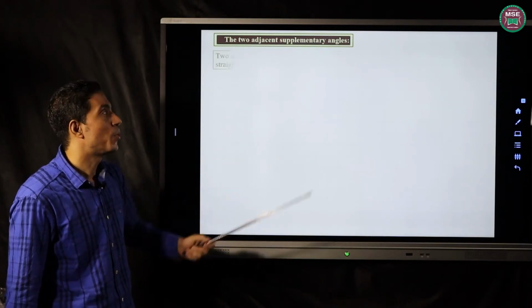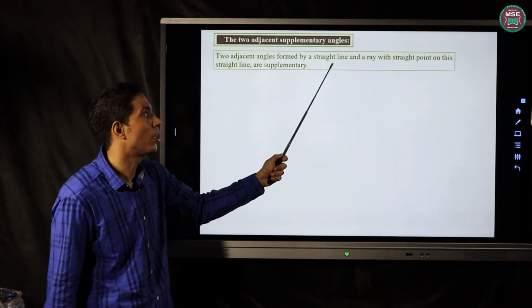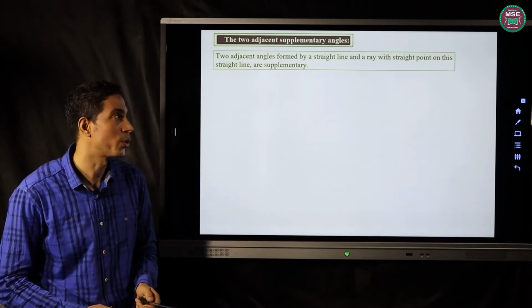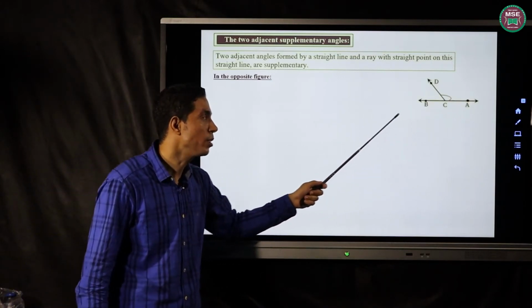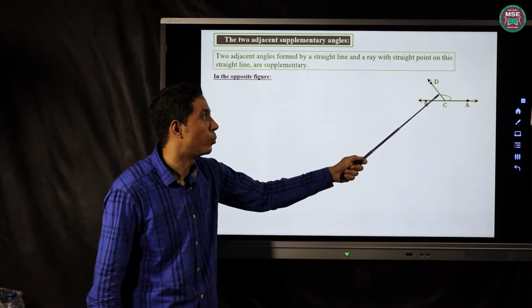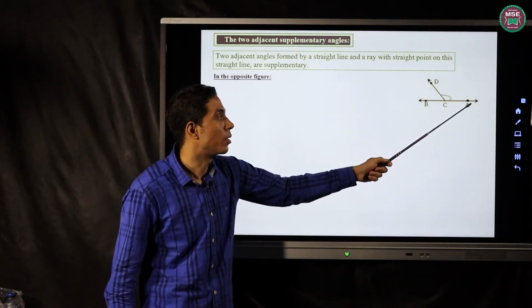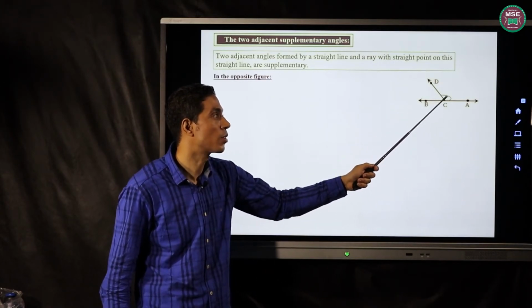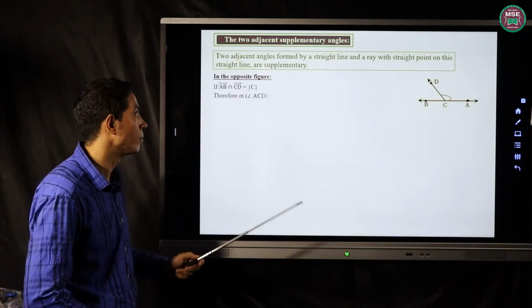Two adjacent supplementary angles. Two adjacent angles formed by a straight line and a ray are supplementary, or their sum equals 180. In the opposite figure, we have straight line AB and ray CD with its starting point on this straight line at C. Then angle ACD and angle BCD are supplementary angles and their sum equals 180 degrees.